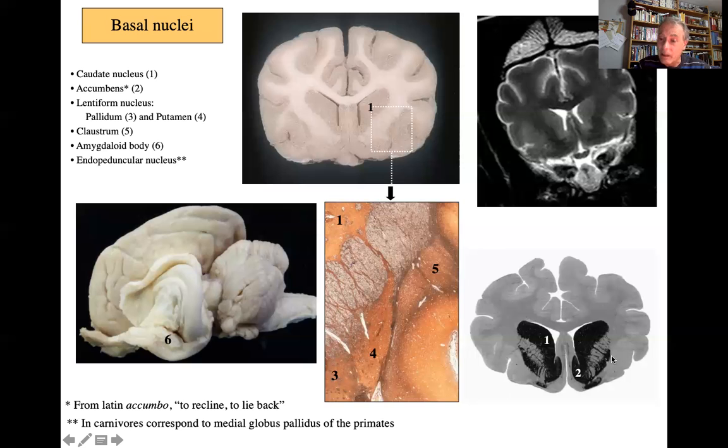The amygdala, again, this is interesting because we have the caudate nucleus and the putamen. Both together are the striated body, right? The amygdaloid body, that means an almond, right? The amygdaloid body is included in the piriform lobe. Here, the endopeduncular nucleus in carnivores corresponds to the medial globus pallidus of the primates, right?